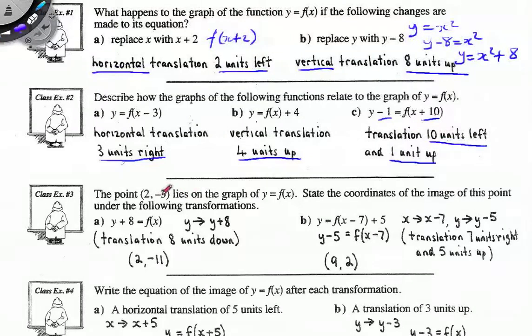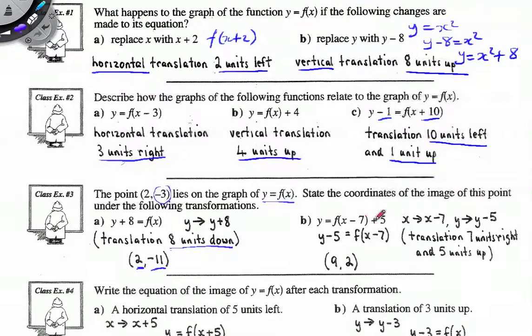Point 2, negative 3 lies on the graph of y equals f of x. State the coordinates of the image of this point under the following translations. What's going to happen to this point if we do the following things? Instead of y equals f of x, it's changed to y plus 8 equals f of x. In other words, y has gone to y plus 8. Bringing the 8 over, it's more obvious. This would be a negative 8 over here, so everything goes down by 8 units. What's affected? Not the x value. The x value stays the same at 2. But negative 3 will change and go down by 8 to negative 11.